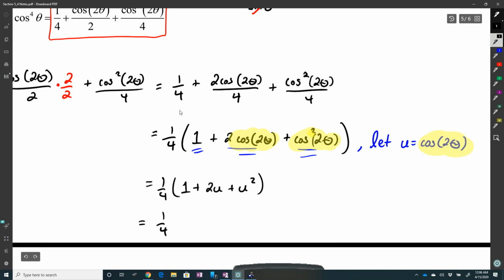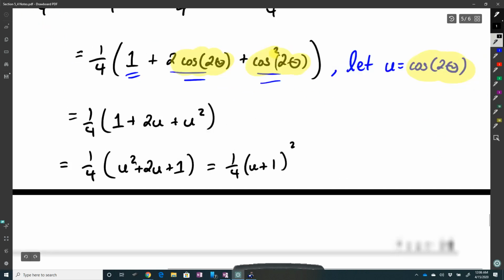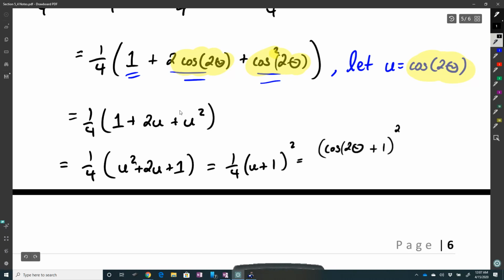Notice that this is just a formula I'm used to seeing. This is u squared plus 2u plus 1. That's just u plus 1 squared. So I can replace it with what it actually equals. And so now we have cosine of 2 theta, because that's what u is, plus 1 squared over 4.